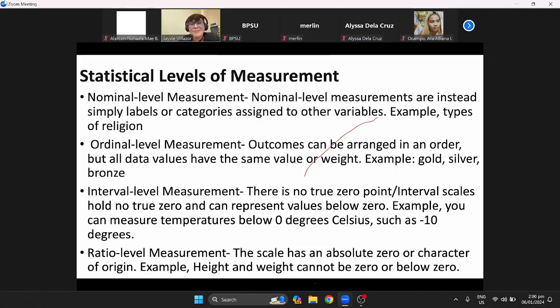Sa school natin, mas mataas si 1 kaysa kay 2. Mas mataas si 2 sa 3. Mas mataas si 3 kay 4. Okay? Depende. But the thing is, when we talk about ordinal, it is something to do with order or rank.